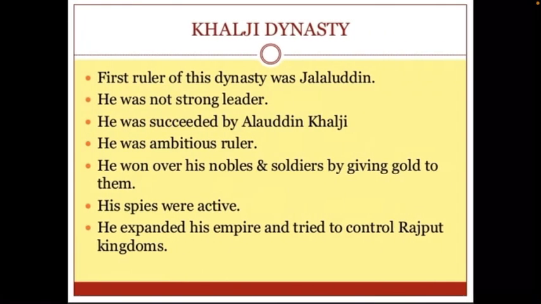The second was the Khalji dynasty. The first ruler of this dynasty was Jalaluddin. He was not a strong leader. He was succeeded by Alauddin Khalji, who in turn was a very ambitious ruler. He won over his nobles and soldiers by giving gold to them. All the time his spies or detectives were very active in the area. He expanded his empire and tried to control the Rajput kingdoms as well.